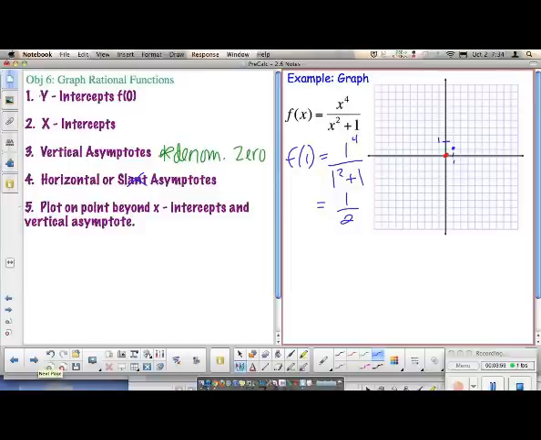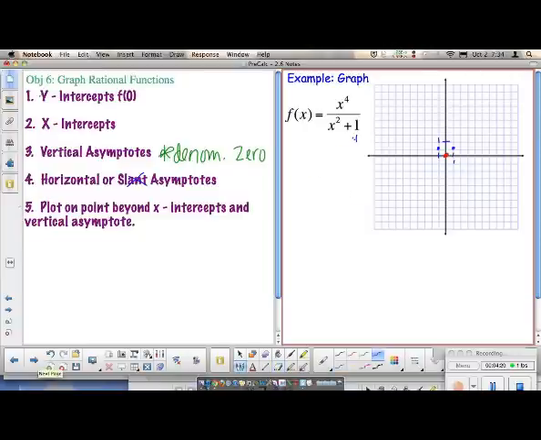Notice that negative 1 will actually give me the same answer, because negative 1 to the fourth and negative 1 squared are the same value as if I plugged in 1. So I'm also going to get 1/2. So over at negative 1, I'm going to get 1/2 as well. So it kind of looks like this might be a V shape. But I want to plug in some more points to be sure.